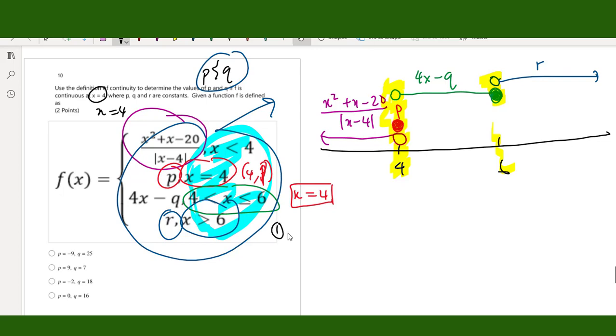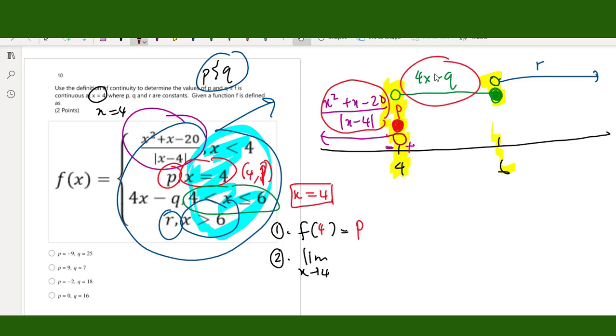The first step is f of 4, at the point itself. From here, the circle is this one, p, so f of 4 is equal to p. Now we're going to find the second step: the limit as x approaches 4. Here x approaches 4 from the left and from the right. On the left the function is this one, and on the right it is a different function. So we try to consider all.